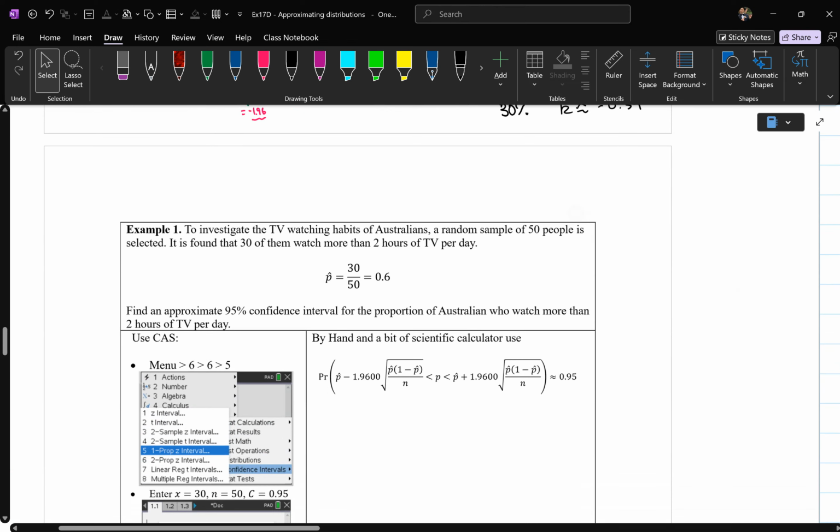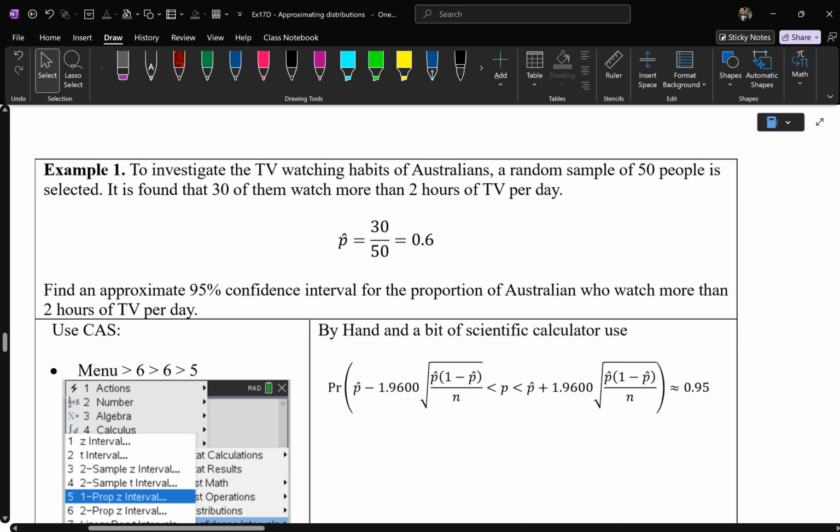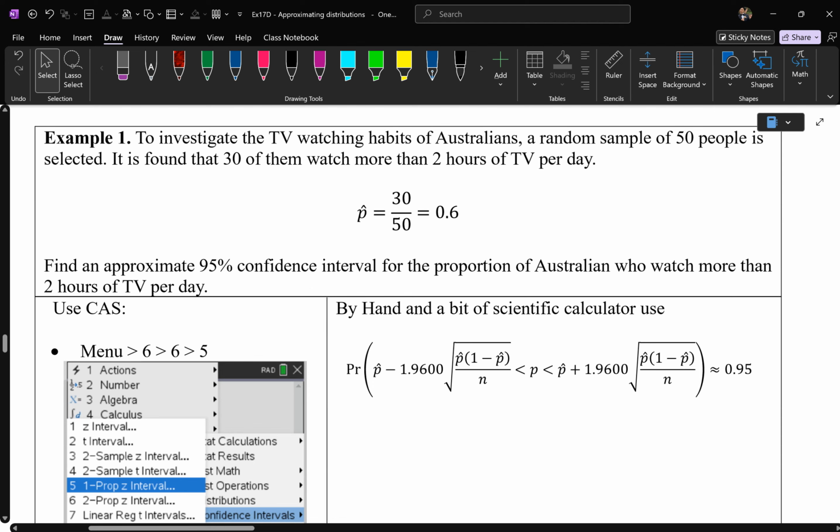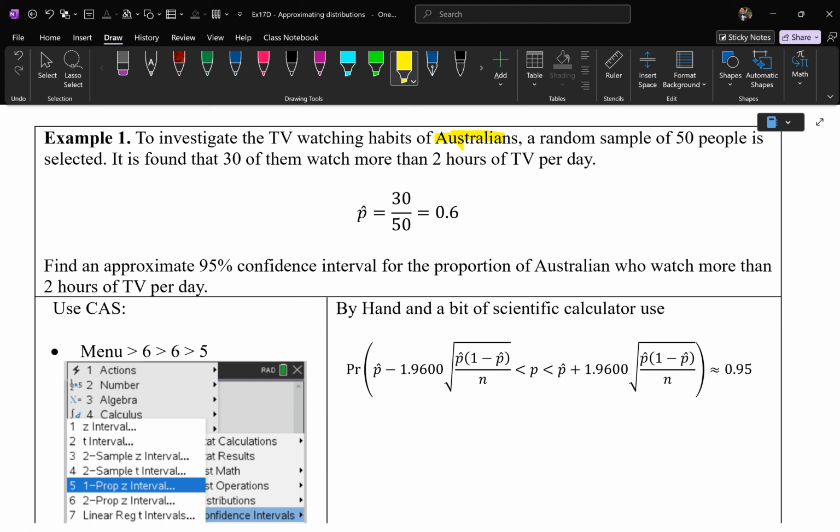Here we go. Let's have a look at this question. I've got a column for CAS and a column for hand. Read the question. To investigate the TV watching habits of Australians, so it's a big population, a random sample of 50 people is selected. It is found that 30 of them watch more than 2 hours. So my sample proportion, how many people watch more than 2 hours of TV per day? 30 out of 50. That's 0.6. So far, so good.